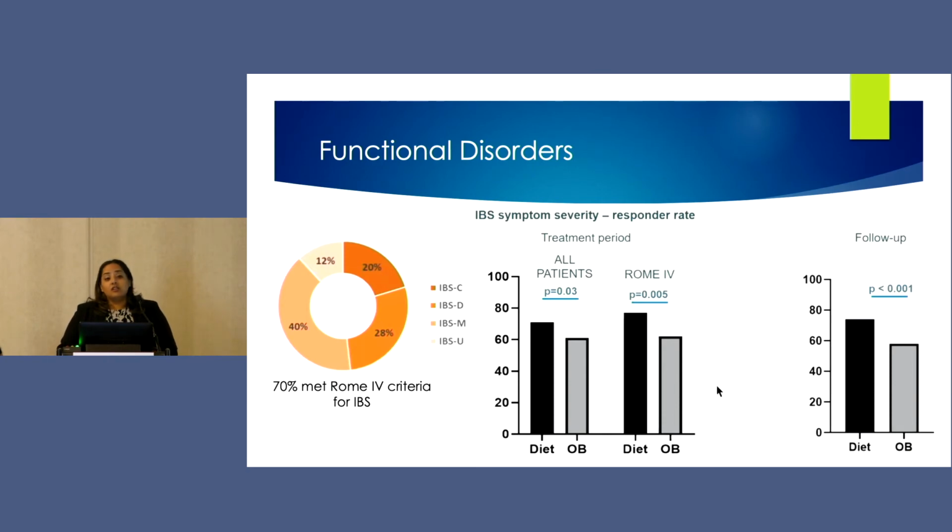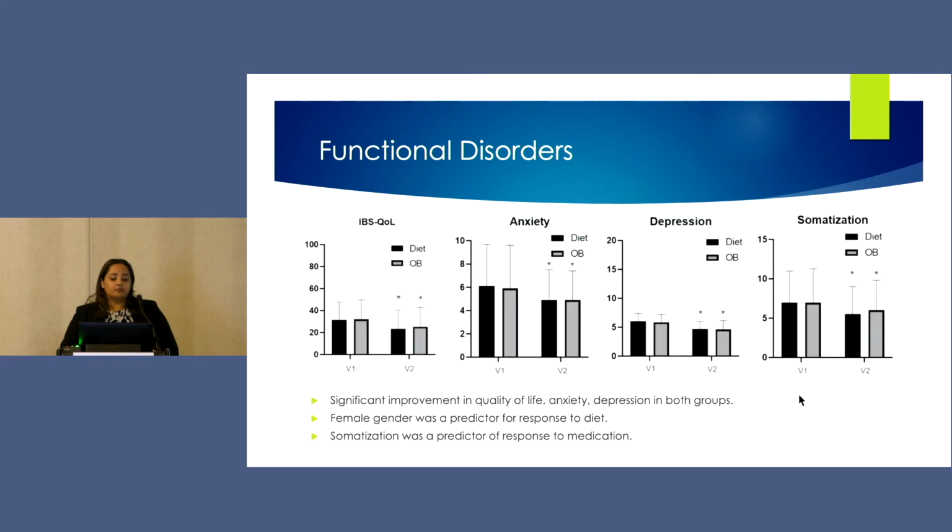What they found in all of the patients who received diet compared to medication was a significant improvement in their IBS symptom severity score, and more so even in those who met Rome 4 criteria for IBS. And this was sustained in the follow-up period as well. They also looked at quality of life, anxiety, depression, and somatization, and found improvement in both groups, both diet and the medication otilonium bromide.